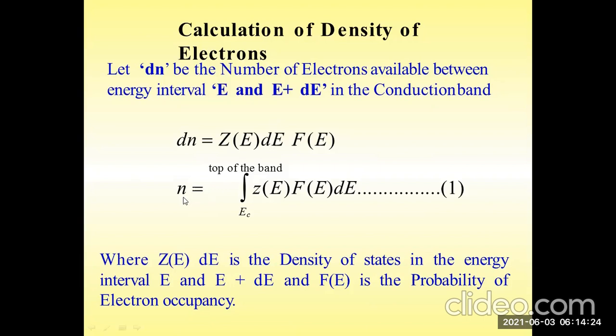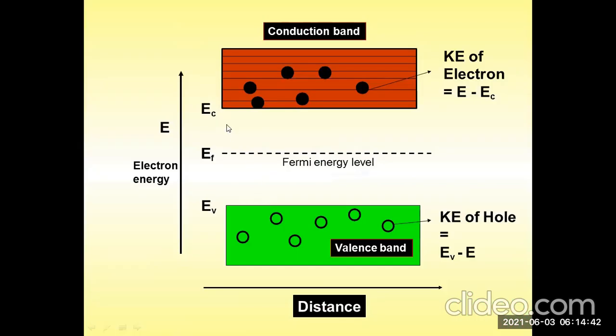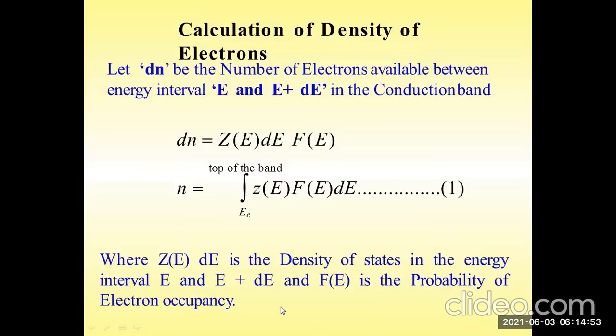Now when we take integration on both sides, dn becomes n. So n is equal to, definitely there will be limits. As you see in the diagram, the lower limit is EC and the higher limit is the top of the band. Clear, everybody? So n is the integral from EC to the top of the band of Z of E into F of E into dE. This is equation number 1.